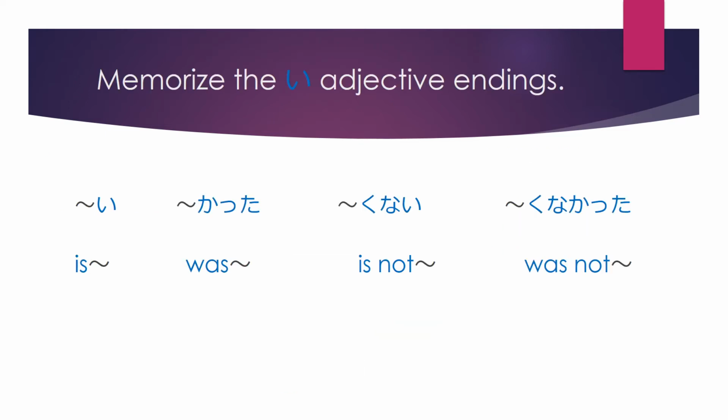The simplest way to remember all these endings that replace i is just to learn them in a string. So, i, katta, kunai, kunakatta. I, katta, kunai, kunakatta. And remember that that is, was, is not, was not.